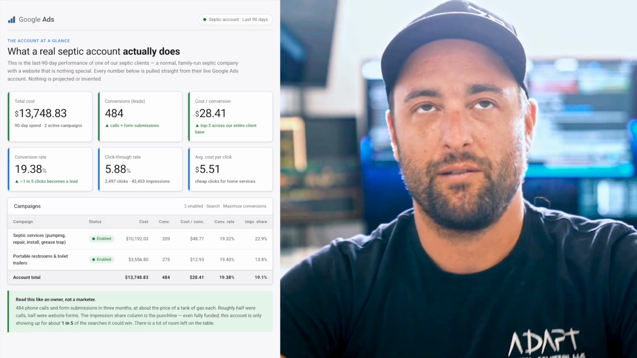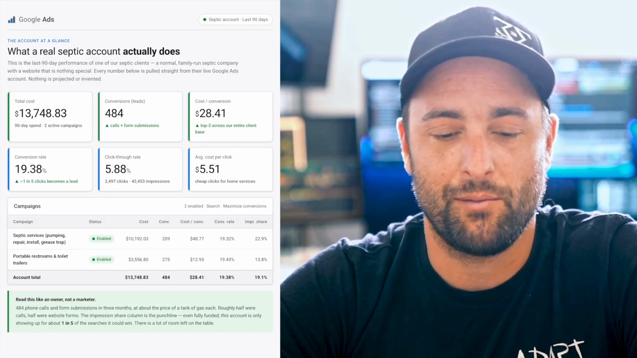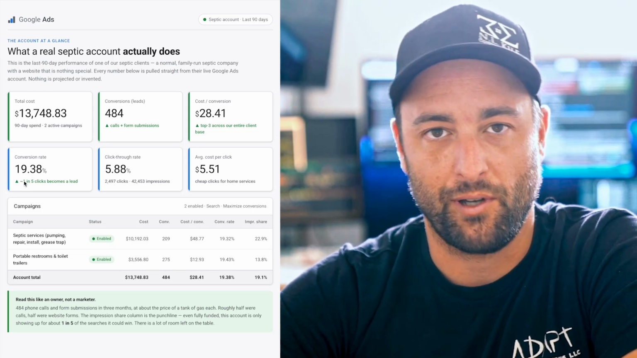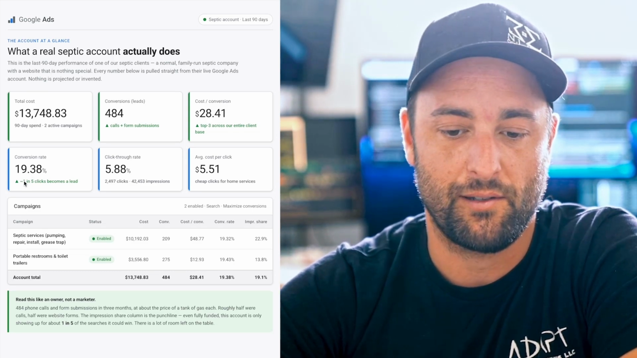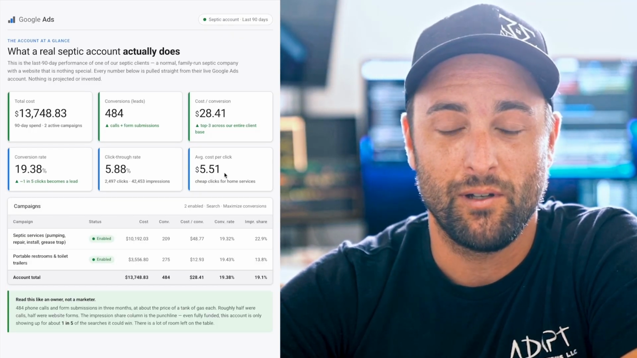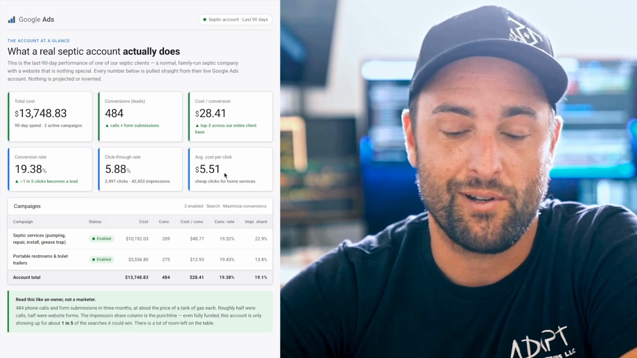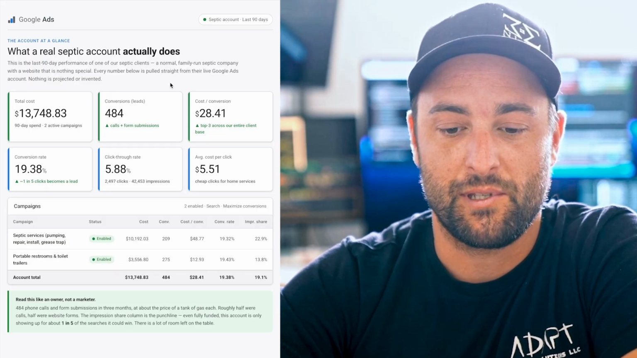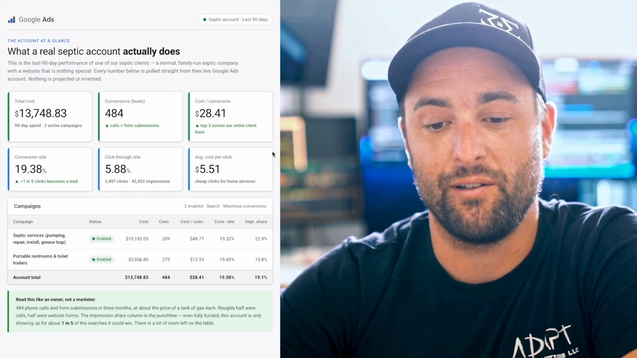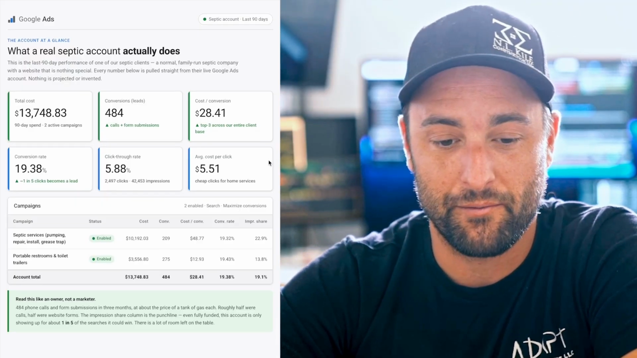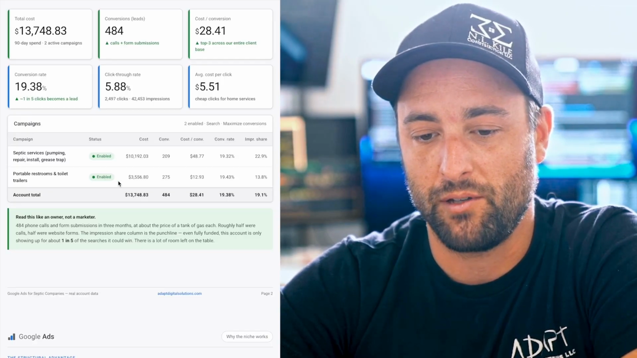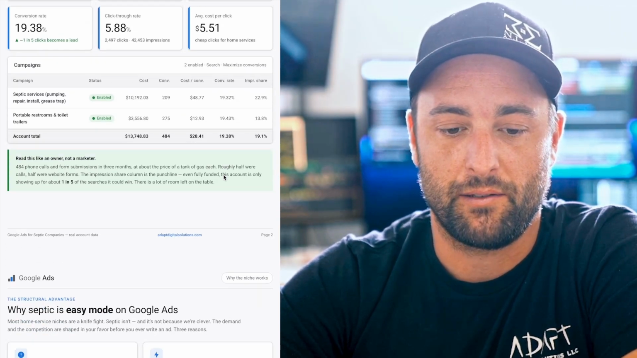This number can go back and forth. A lot of it depends on what the strategy is. So I'm not going to dig too much into it, but to get 1 out of 5 people who click through to actually contact us is pretty solid. And the cost per click being $5.50, that's pretty low. It's not uncommon to be paying $30, $40 a click, depending on what niche you're in. Septic in particular it's a very good industry to run Google Ads because it's just not very competitive. The 2 campaigns this one has going are septic services. They also do portable restroom and that kind of stuff.